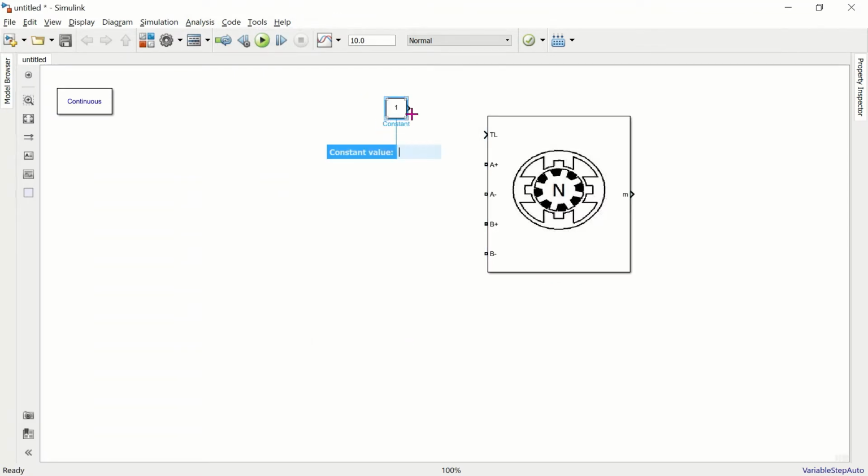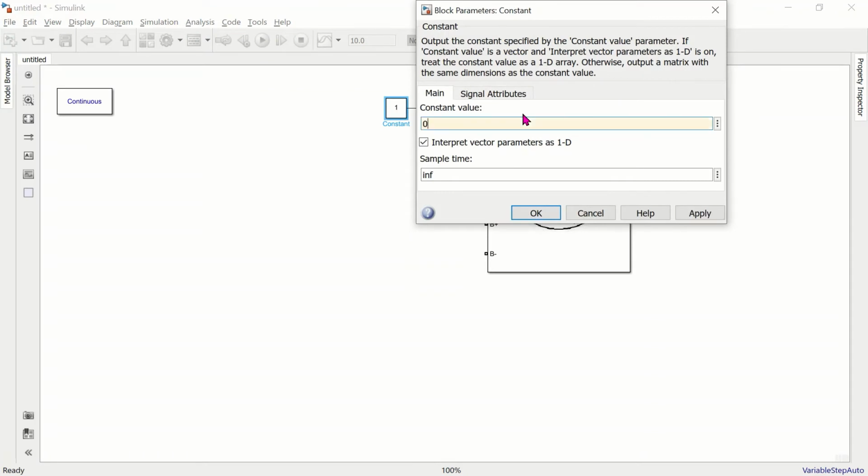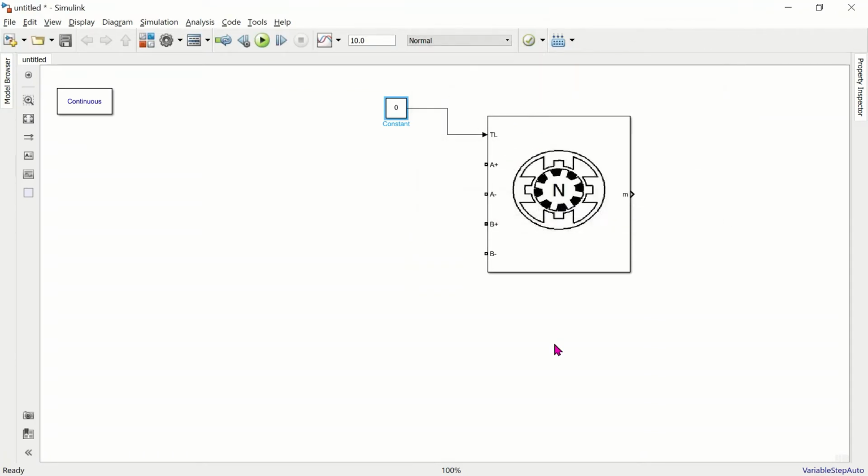Constant, assuming zero load. A plus, A minus, B plus and B minus are the terminals of stator coil windings.